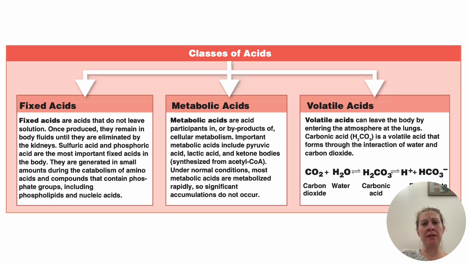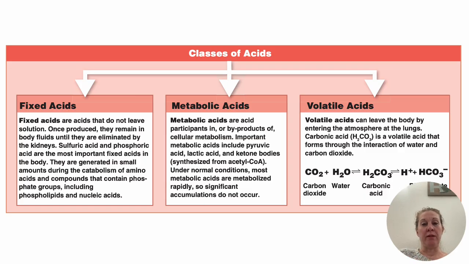And volatile acids are those that leave the body by entering the atmosphere as a gas in the lungs. So carbonic acid is a volatile acid that will break down into carbon dioxide and water, and carbon dioxide can be excreted in the lungs.